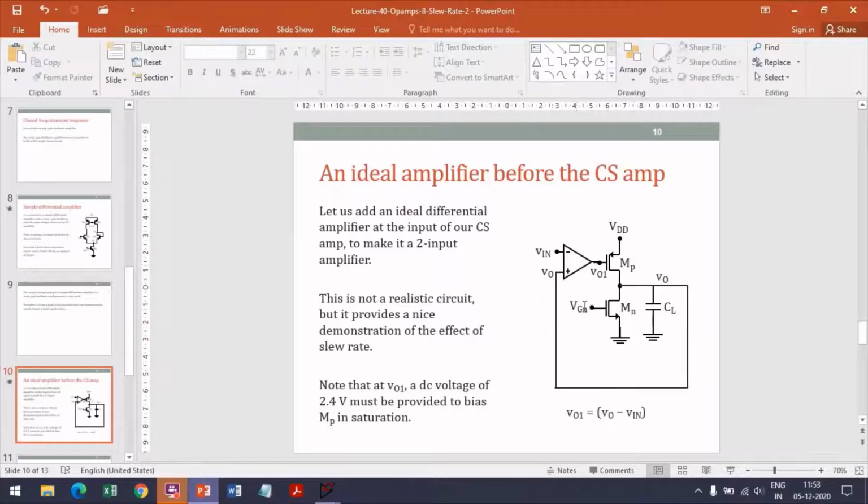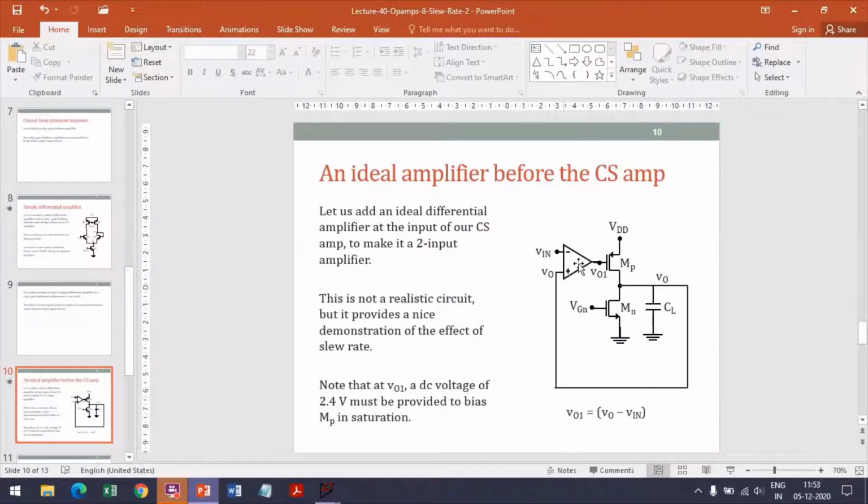It is not realistic, but it very nicely demonstrates the effect of slew rate. So let us look at this circuit. What I have done is I have put a unity gain feedback. So the output is connected to the positive input, because this plus minus refers only to this amplifier, the output of which is connected to a common source. So from VO1 to VO there is an inversion. So with respect to this as an input, the output is negative, and so we connect the negative back, and now we apply our input here. For this amplifier, only this is the equation.